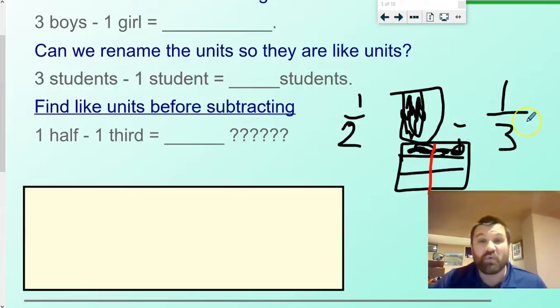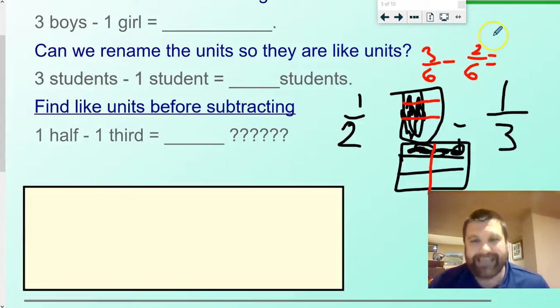Oh, yeah. We're doing thirds, right? We're going to find a third of a half. Are they like 1, 2, 3, 4, 5, 6? Yeah, they're all the same. So now we have 3/6 minus 2/6. So they are all equal.